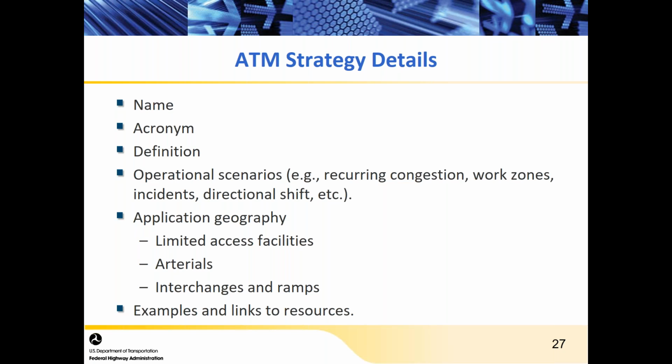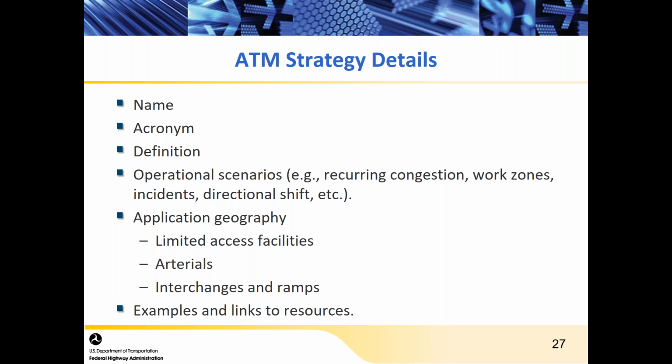We also provide information about the operational scenarios under which you would deploy that strategy. For instance, does it work well with recurring congestion? Can you use it in a work zone? Is it something that can be deployed in response to incidents or some other strategy like that? And then we provide information on an application geography. Is it a strategy that's appropriate for a limited access facility, an arterial, or an interchange and a ramp? Just so the reader has an opportunity to clearly pinpoint what works best for their challenges.